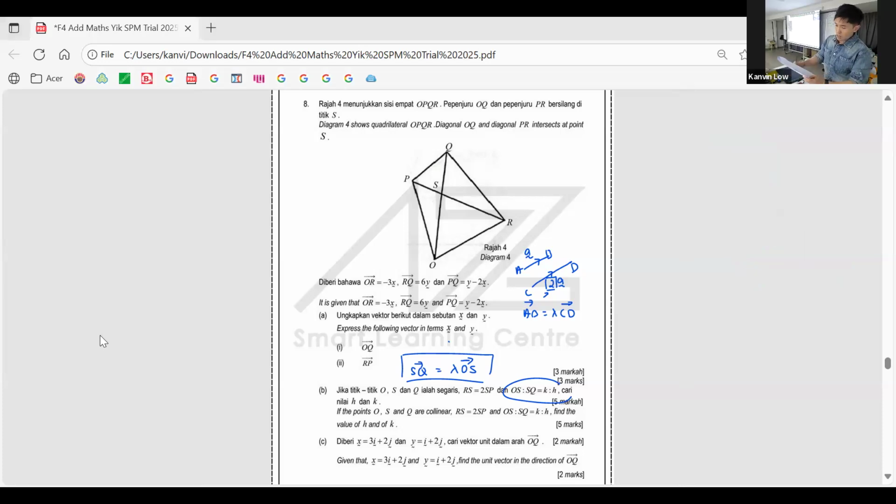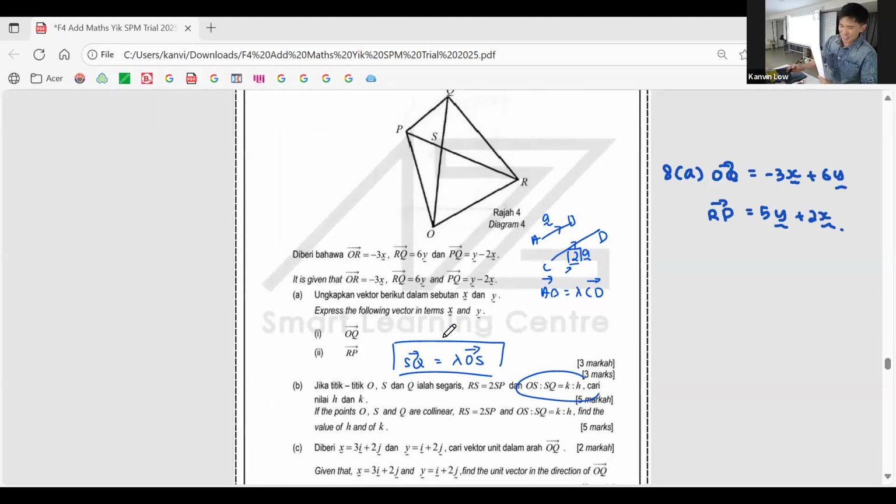You guys get the answer for 8A, Alice? Yeah. Cool. So 8A, the answer is, let's see, OQ will be equals to negative 3x plus 6y. RP is equal to 5y plus 2x, or if you write 2x plus 5y, it's fine as well. Guys, do you got it? Yeah? Okay. So do you get it? Good? Okay, so next one.